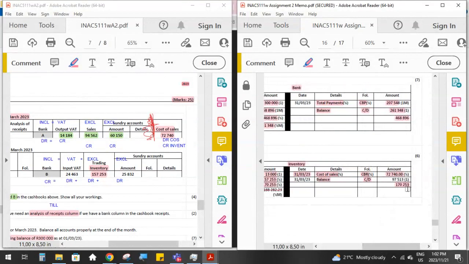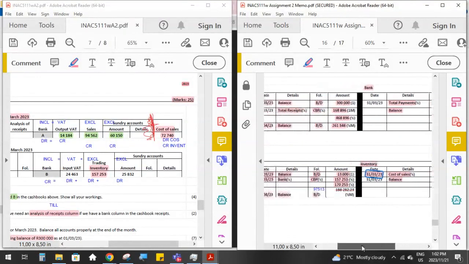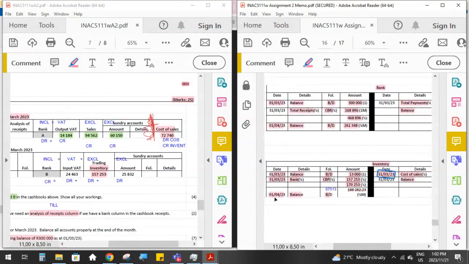So this is the calculation of what the balance is, and we then carry that balance down. That's the balance that must get carried down. We're doing this calculation on the 31st. I work out the balance that must be carried down, and on the 1st of April, I write down the balance that was brought down. This here is 97,513.